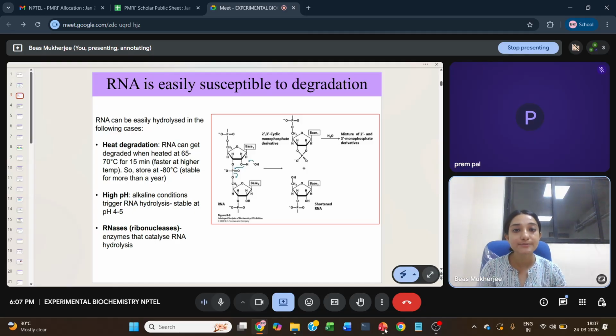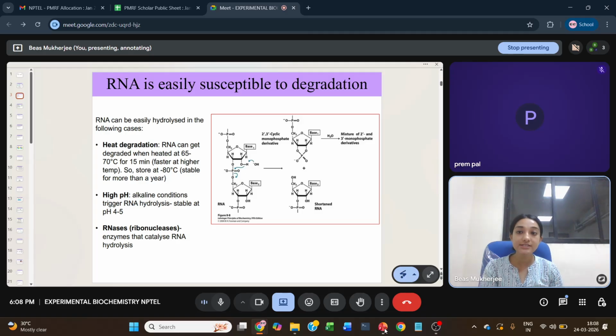Okay, so there is this OH minus, because in higher pH, in alkaline conditions, there will be the presence of OH minus. So basically what is happening, there is this attack that is forming because of the presence of this OH group that is absent in DNA, and then a 2' 3' cyclic monophosphate derivative is getting formed. Because of this, the rest of the RNA is getting shortened. So that is how it is getting cleaved.